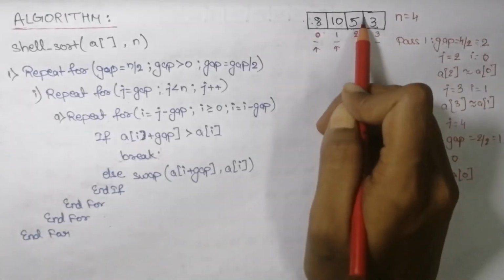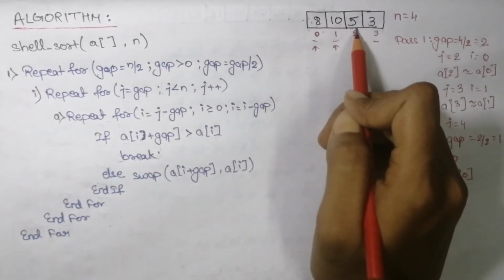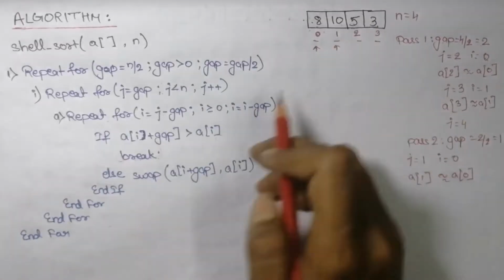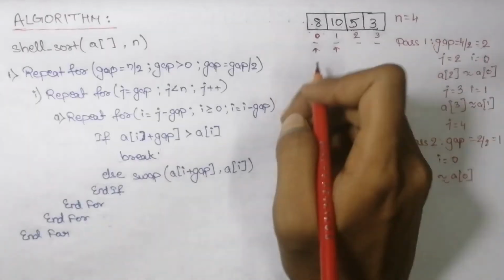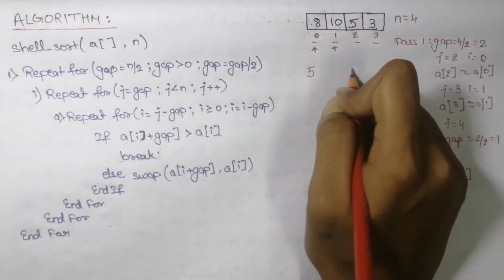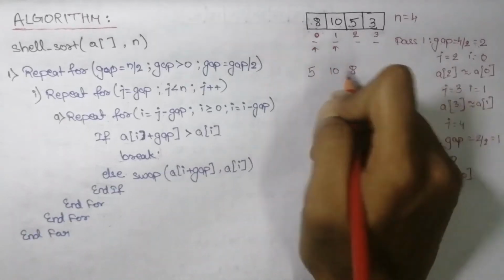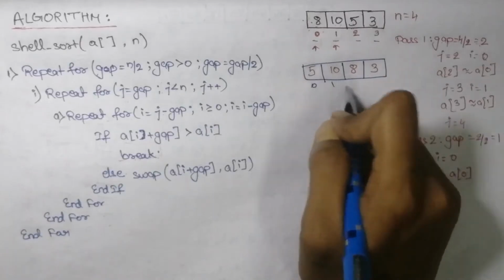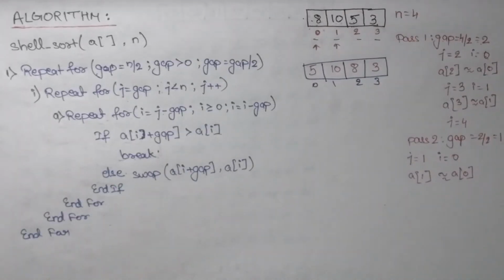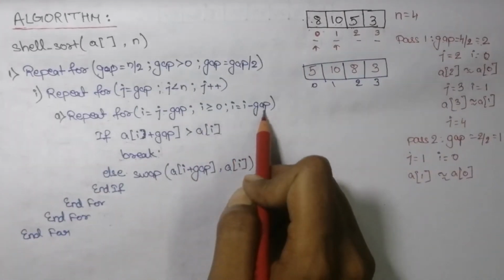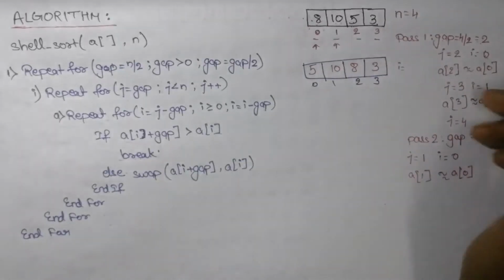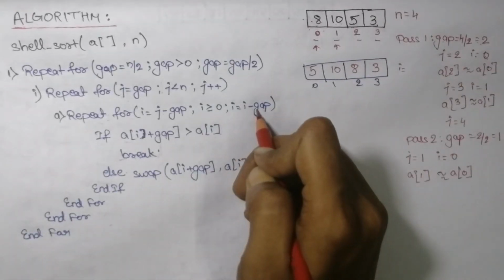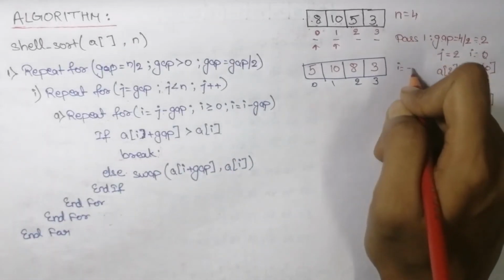That means we will compare 5 with 8. Is 5 greater than 8? No. So we need to swap them. So 5 will come to this position and 8 will go here. And this will be our array, and their indexes are 0, 1, 2 and 3. Now we will decrement the value of i. That means i will be 0 minus gap. That means 0 minus 2 equals to minus 2.